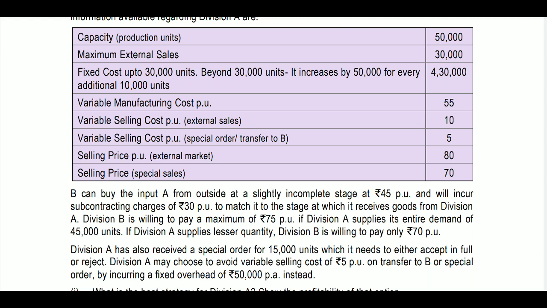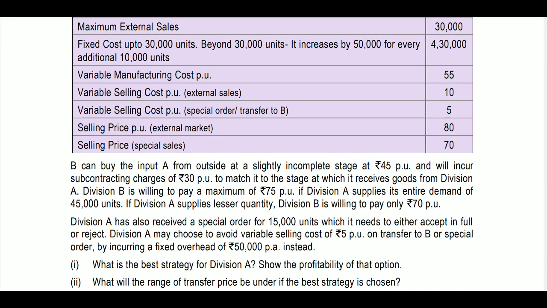It purchases at an incomplete stage and incurs 30 rupees to match the stage at which it receives the goods from division A. Division B is willing to pay a maximum of 75 rupees, 45 plus 30. Next, if division A supplies its entire demand of 45,000 units to B, then B is willing to pay 75. If division A supplies a lesser quantity, division B is willing to pay only 70 rupees.